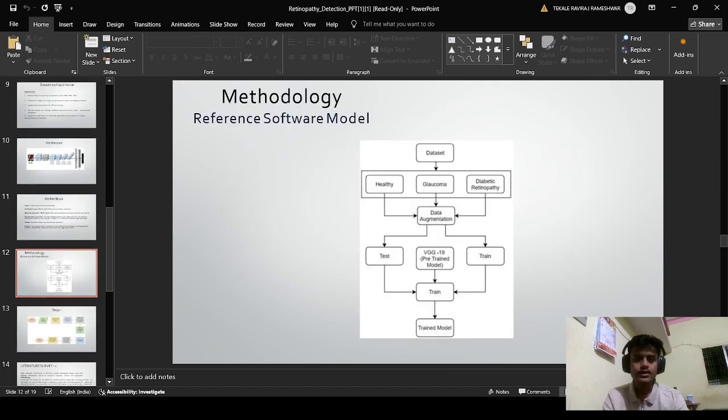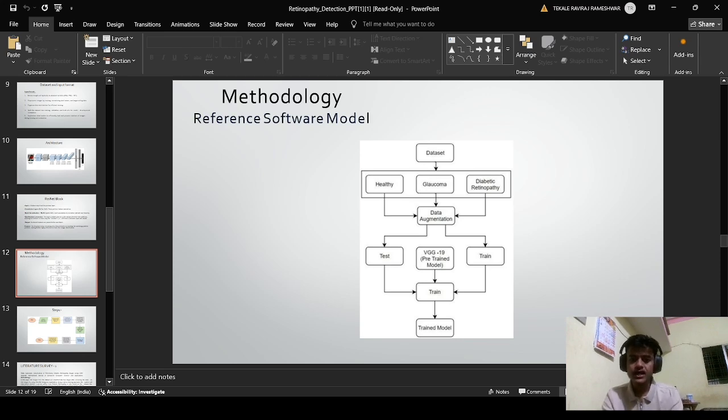So next we will go to the methodology. It is basically the reference software model. In that, first, the diagram illustrates the complete pipeline used for training the VGG19-based model for retinal disease classification. It includes diabetic retinopathy, glaucoma, or healthy retina detection. First, the dataset: we proceed with the dataset of retinal fundus images. These images are categorized into three main classes: healthy, glaucoma, or diabetic retinopathy.